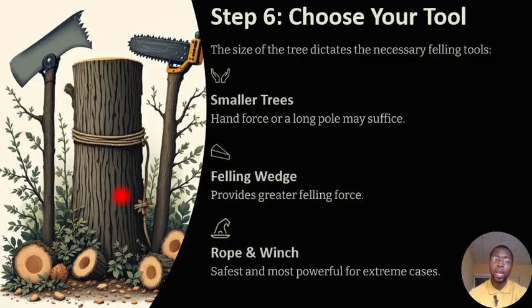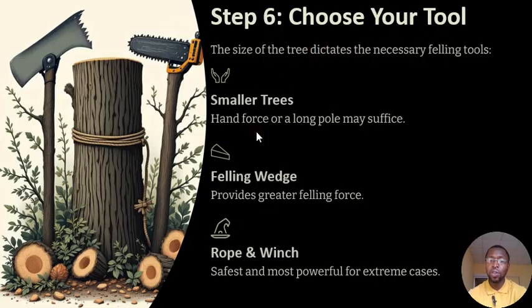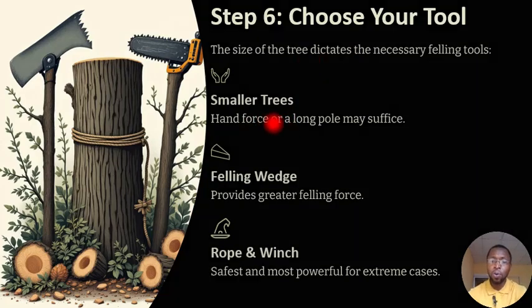And then the last but not the least step is to choose the tool you want to use to fell the tree. All right, for smaller trees, you can use hand force, or a long pole. You can also use a felling wedge that we mentioned earlier to help in creating felling force. But if the tree is a larger one, that is when the felling wedge can be of help.